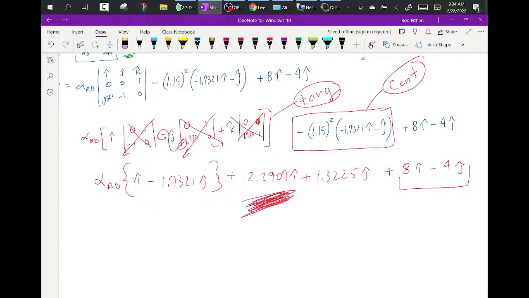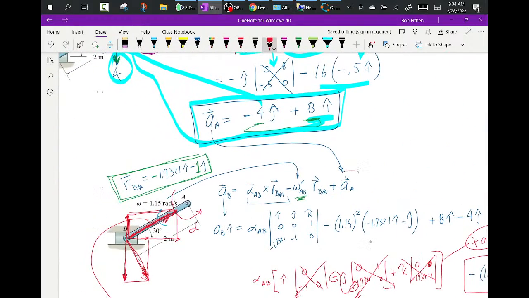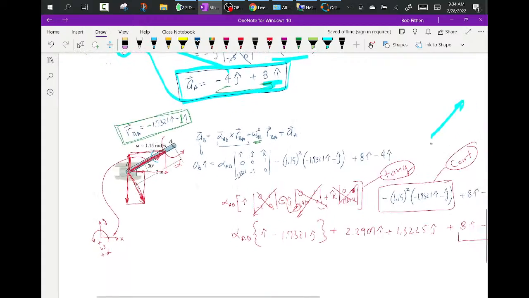So it's basically the acceleration of the point right there. So hang on. Now I'll run backwards.